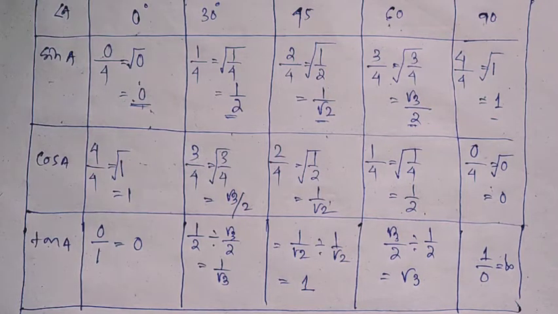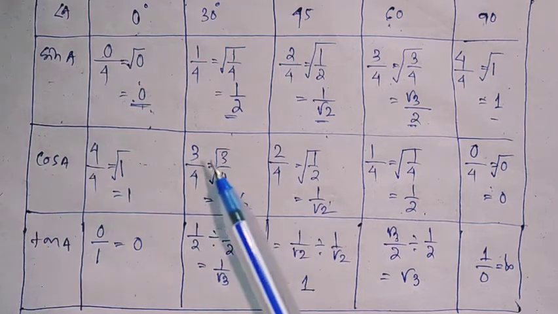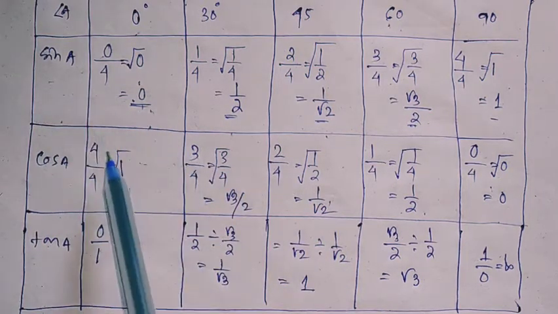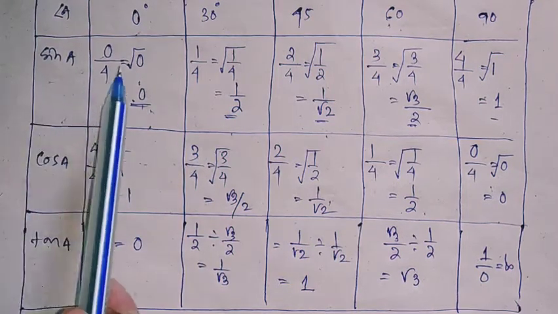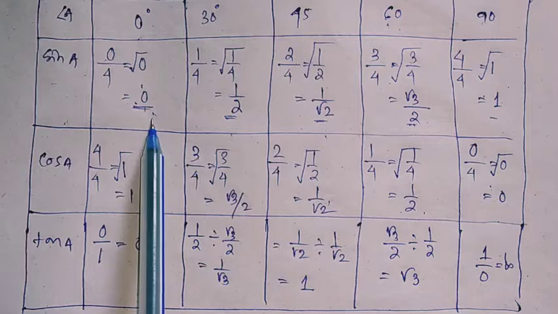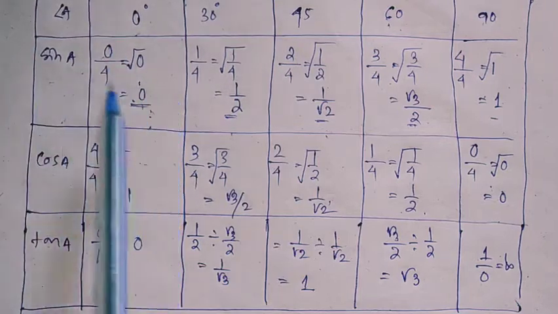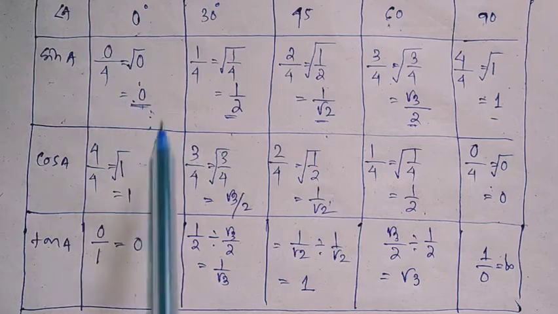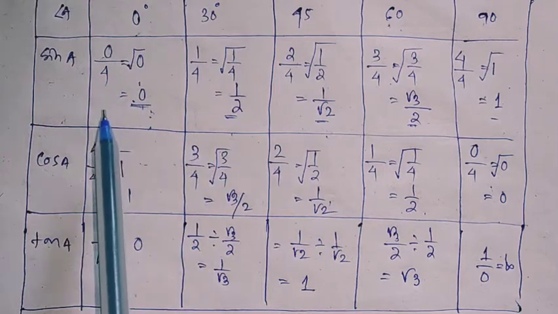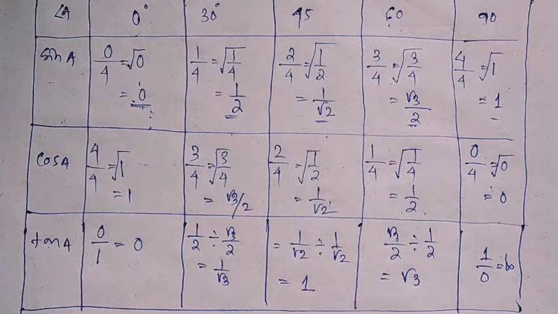Now I can calculate cosec A. Cosec A is the reciprocal of sine A. If sine 0 is equal to 0, then cosec 0 will be 1 by 0, which is equal to infinity or not determined. I will show you the table.